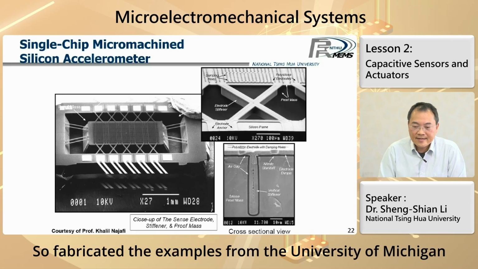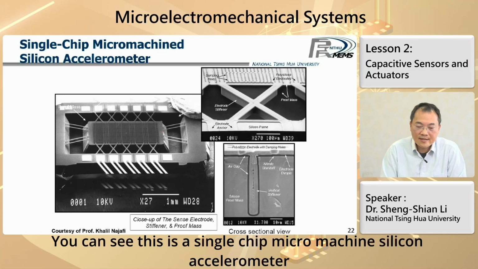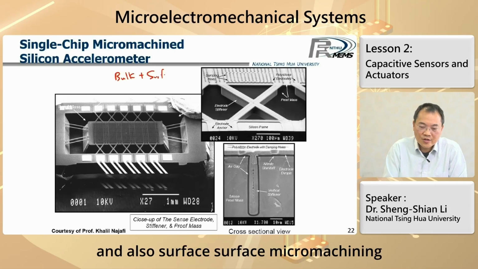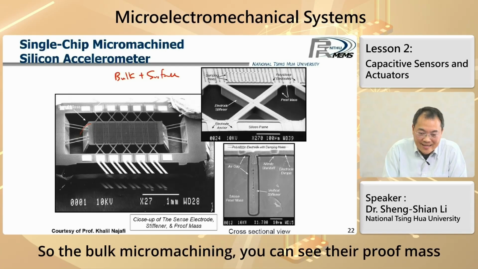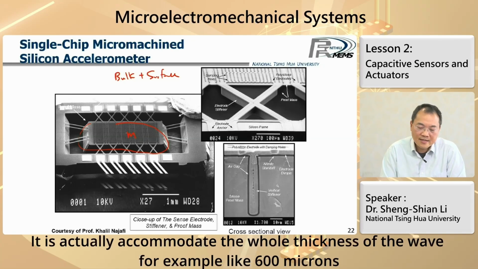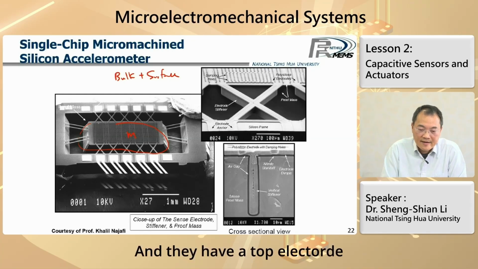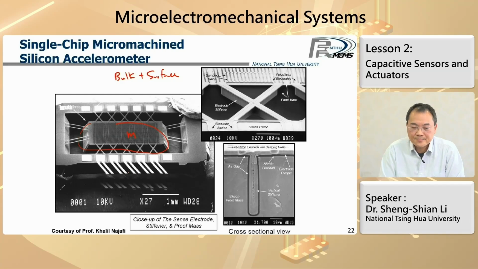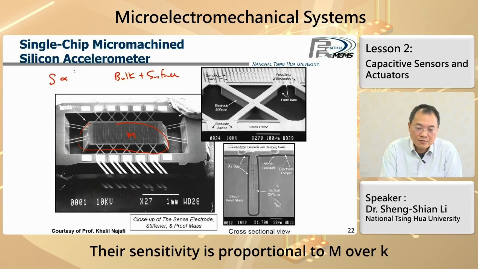So, fabricated examples from the University of Michigan. You can see this is a single chip micromachined silicon accelerometer. In this process, they combine bulk micromachining and surface micromachining. With bulk micromachining, you can see their proof mass M is really huge. It accommodates the whole thickness of the wafer, for example 600 micron thick. And they have the top stationary electrode formed by surface micromachining. In this case, their sensitivity is proportional to M over K.